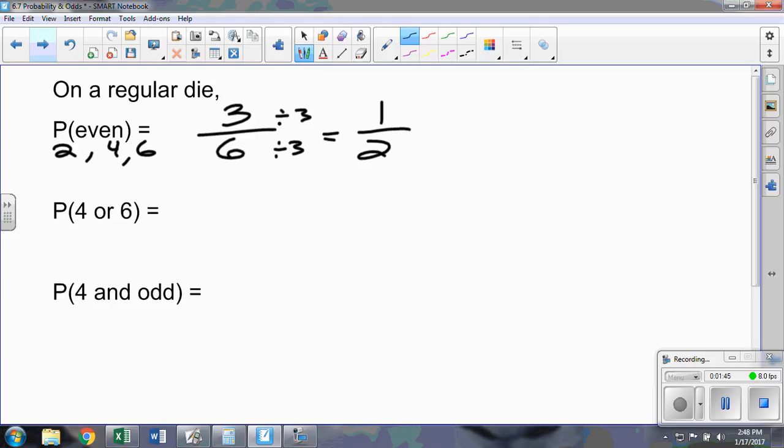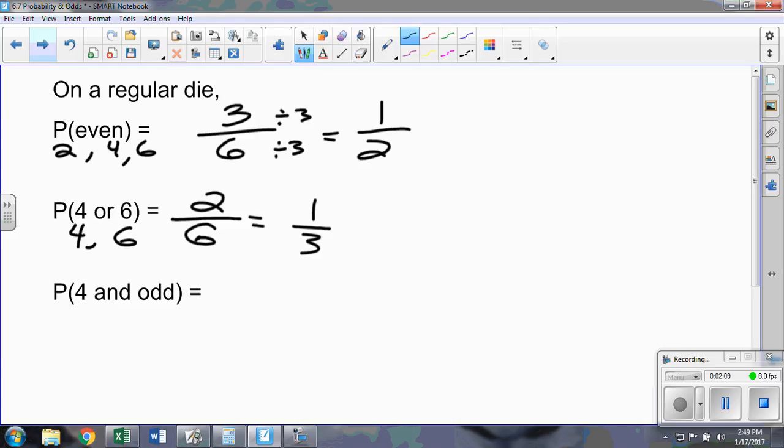What about here? The probability of getting 4 or 6. Okay, well, keep in mind what is considered a success. 4 would be considered a success, or 6 would be considered a success. So 2 successes out of 6 possibilities leads us to the probability 1 to 3, 1/3, 1 out of 3.